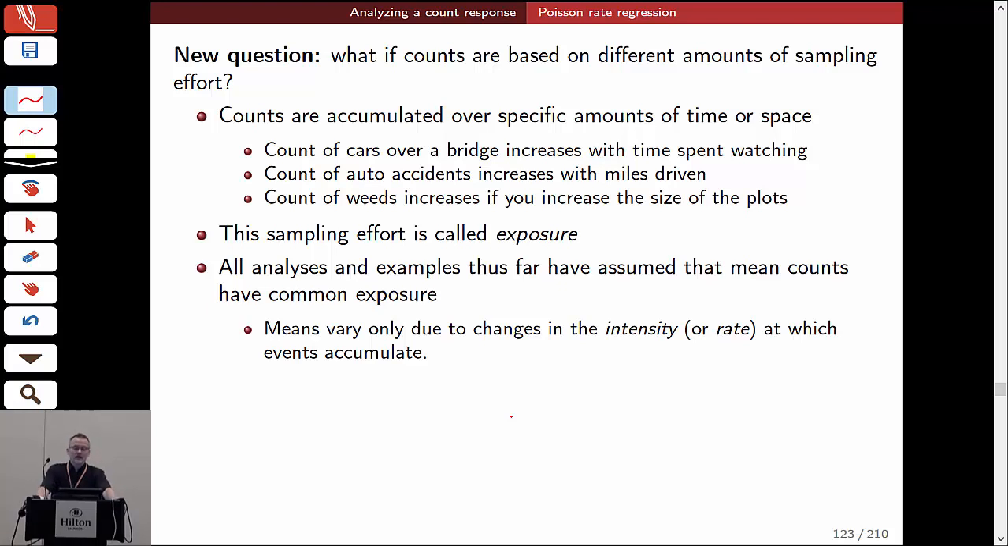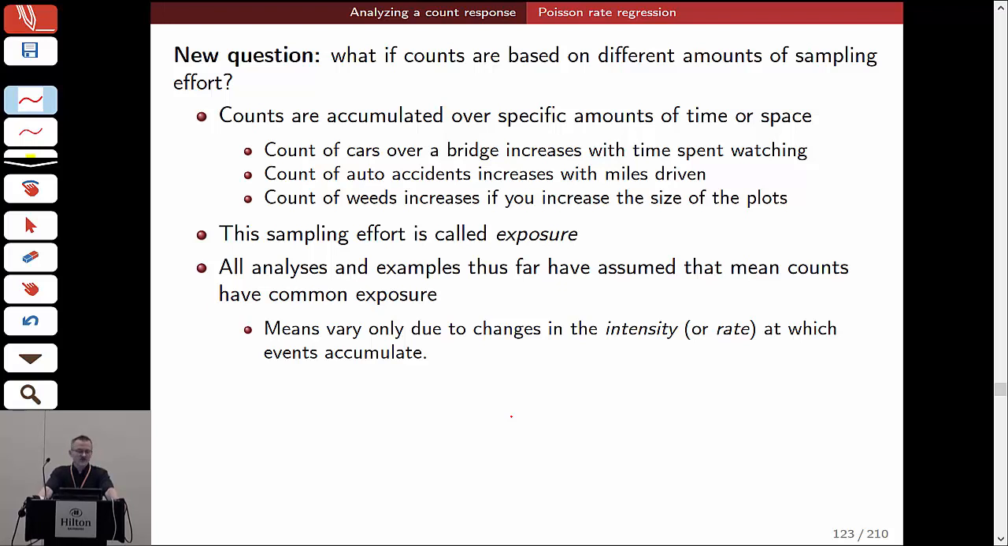Okay, what if the counts are based on different amounts of sampling effort? This is a completely different twist from what we've looked at before. So when I gave examples before, I said you're going to count the number of cars per hour. But what if some days you're out for 20 minutes and other days you're out for 3 hours?